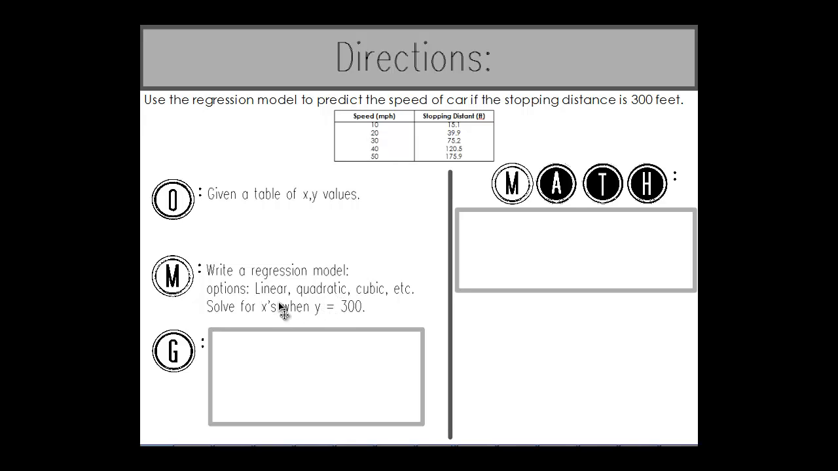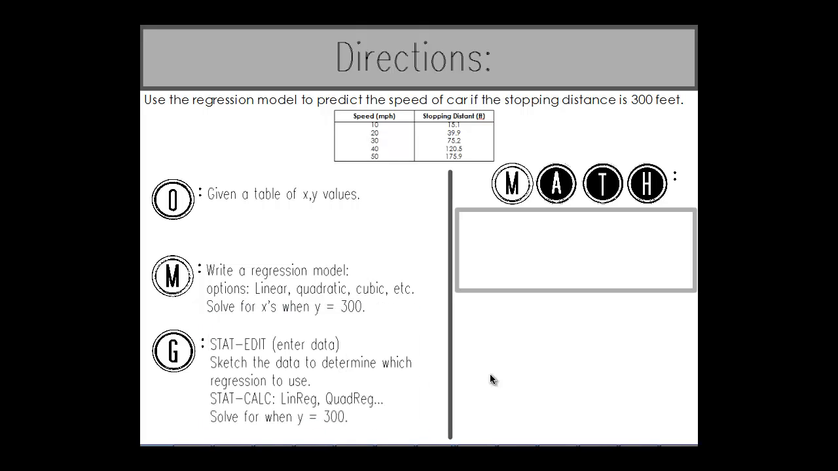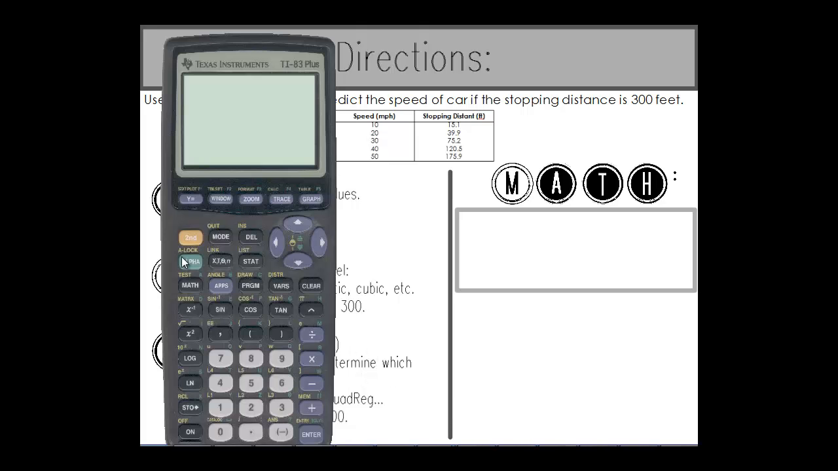Our options are going to be linear, quadratic, cubic, etc. And then solve for the x values when y is equal to 300. Our game plan is actually going to be to use our calculator, and these are the steps to do so. So the first thing we're going to do is, in our calculator, we're going to go to Stat, Edit, and we're going to plug in all the x values in L1.